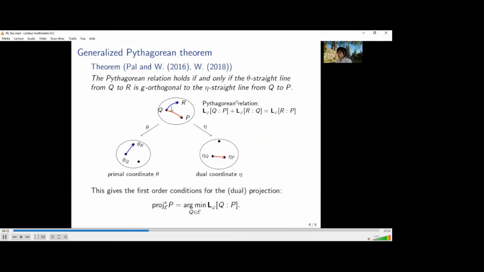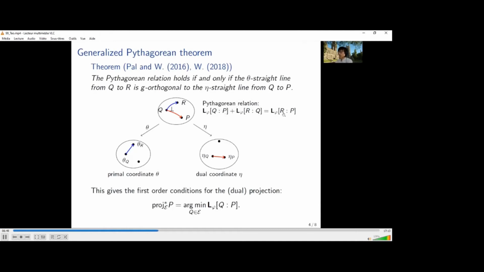So let's consider the so-called Pythagorean relation, where I look at 3 points, P, Q, R, and I ask whether the divergence from P to Q plus the divergence from Q to R is equal to the divergence from P to R. So it is well known that the Bregman divergence satisfies Pythagorean's theorem, and here it is also true for the alpha divergence in exactly the same way.